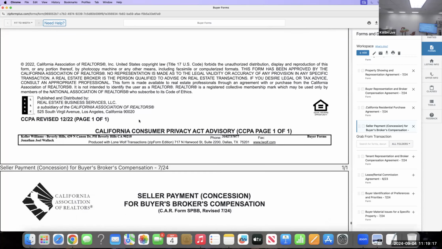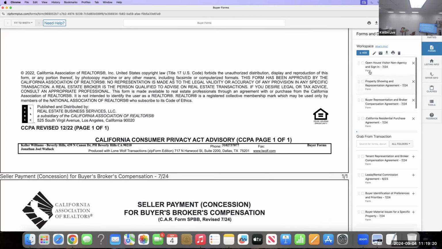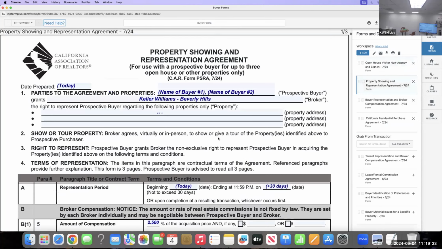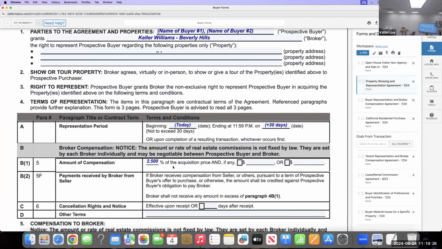So that could lead to pushback by your buyer, right? They're saying, whoa, I don't want to sign this. I'm going to immediately show them the next paragraph that says, if the broker receives compensation from the seller or others, that amount shall be credited against their obligation to pay. It's a big if. This clause is in every buyer rep agreement. If the money comes from somewhere else, that'll cover it. This is also saying that you can't double dip. The buyer can't pay you and the seller pay you also. There's no double dipping.